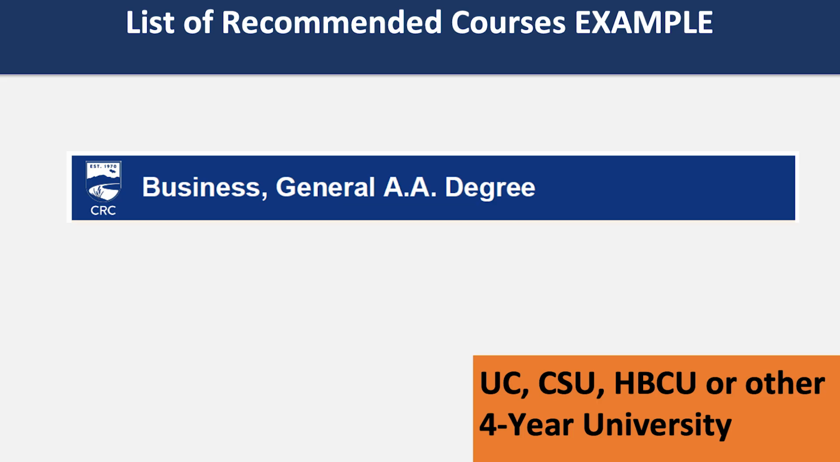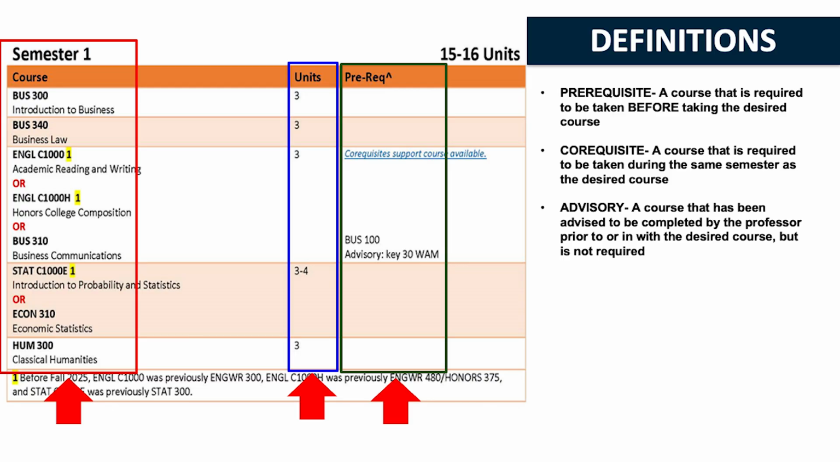At the very top of your list of recommended courses, you will find the name of your major, and if it is an Associate of Arts, otherwise known as an AA, or an Associate of Science, otherwise known as an AS. You may also see AA-T or AS-T. In that instance, it is a degree designed for transfer, and we'll have more information with regards to transfer requirements. All four of these degrees can be used to transfer to a UC, CSU, historically black college or university, or other four-year university.